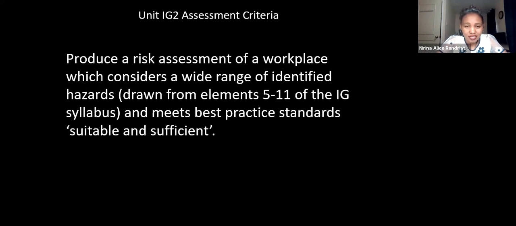Now, next, assessment criteria. Once you complete your Unit IG2, how do we assess that the learning outcomes were really achieved? This is assessed through a risk assessment. You have to produce a risk assessment of a workplace, ideally your own workplace, and you need to consider a wide range of hazards. You have to take this from element 5 to 11 from the syllabus, and your risk assessment should meet best practice standards, suitable and sufficient. What is suitable and sufficient? It's one of the points that is discussed in Unit IGC1 under element 3.